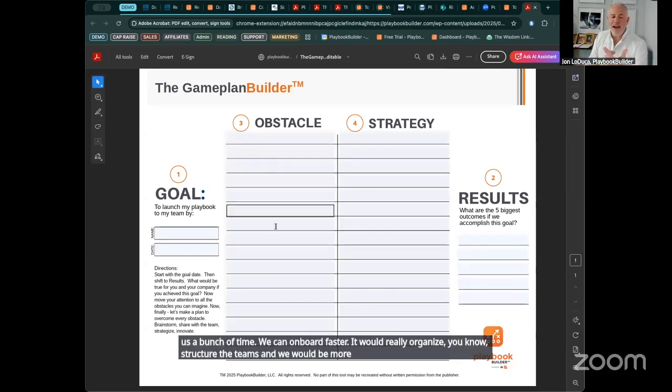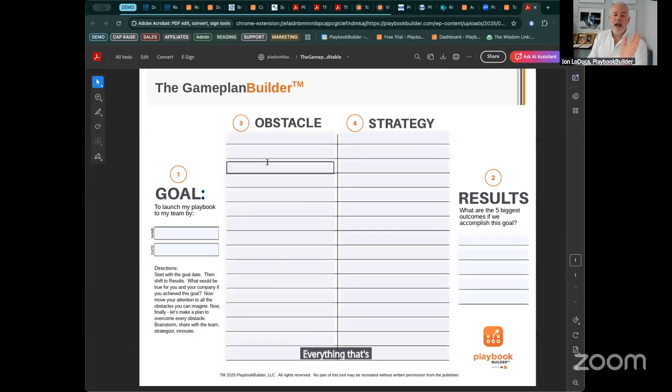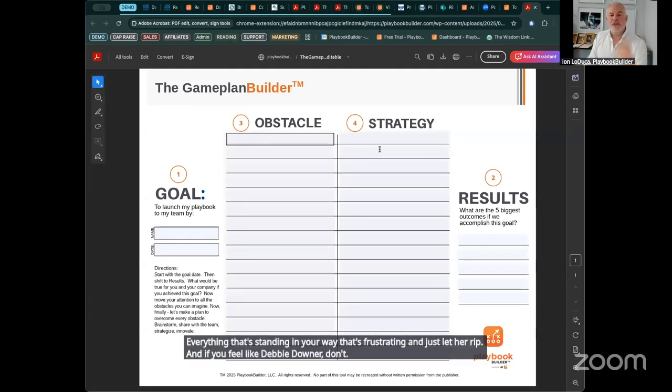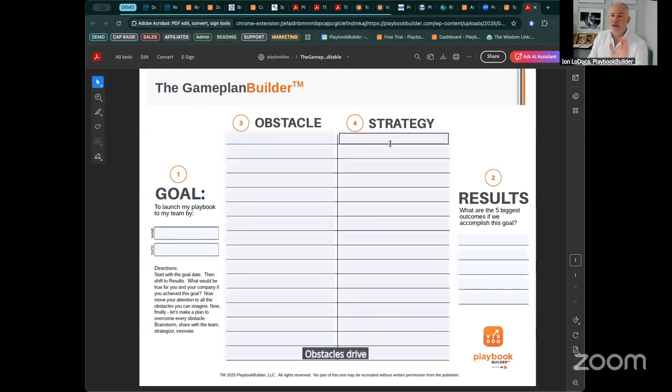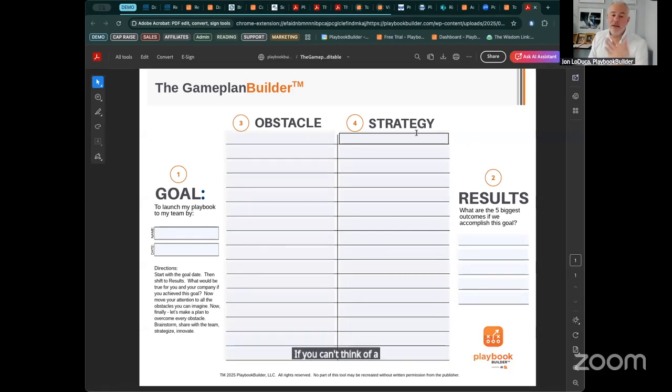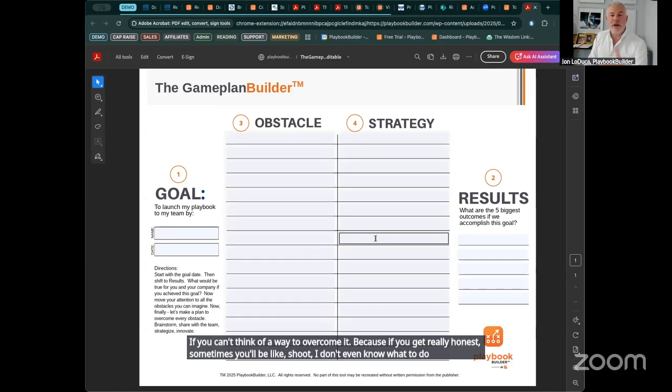And then go ahead and outline all your obstacles, everything that's standing in your way that's frustrating, and just let her rip. And if you feel like Debbie Downer, don't. Obstacles drive strategies, and the more we confront them with our eyes wide open, the better. So dump all of the obstacles down and then start assigning strategies. If you can't think of a way to overcome it, because if you get really honest, sometimes you're like, shoot, I don't even know what to do here. Bring in a colleague, bring in a friend. This is a great opportunity to collaborate. How do I overcome this?